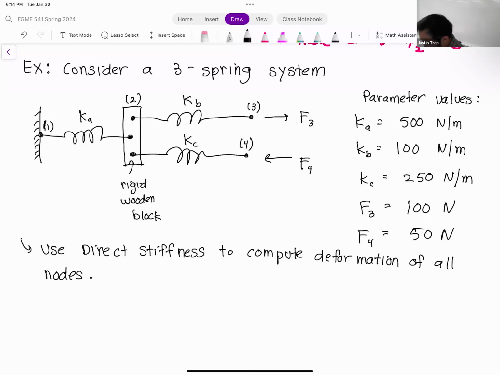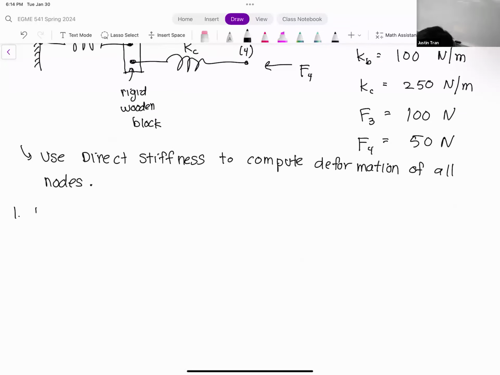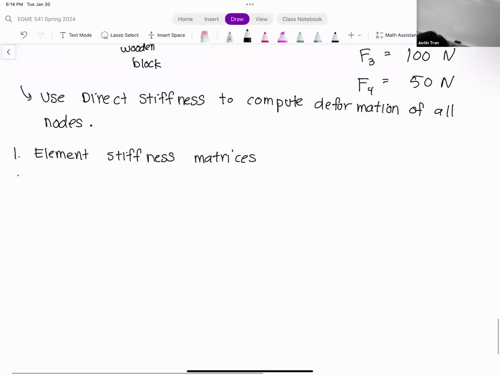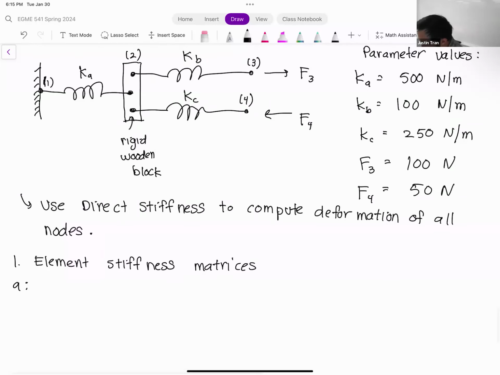Okay, all right, so let's go ahead and get started. So step 1 is element stiffness matrices. Okay. So we have 3 elements here: Ka, Kb, and Kc. So let's do element A first. Remember, the most important thing about the element stiffness matrices is to note which nodes the elements are connected to. If you look back up at the diagram here, element A, Ka, is connected to node 1 on the left and node 2 on the right.